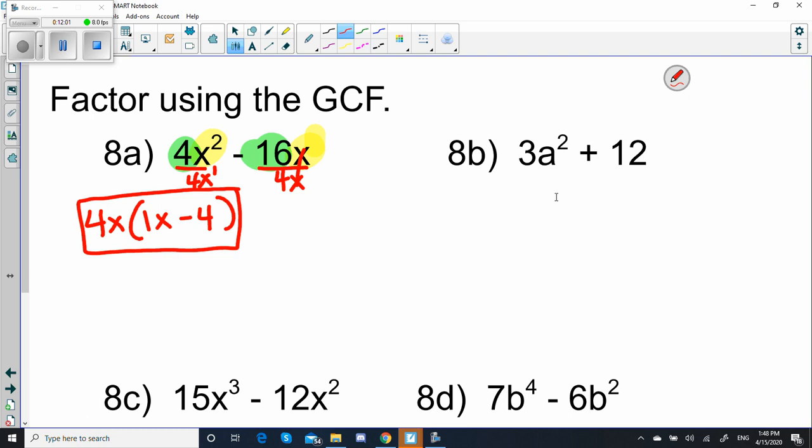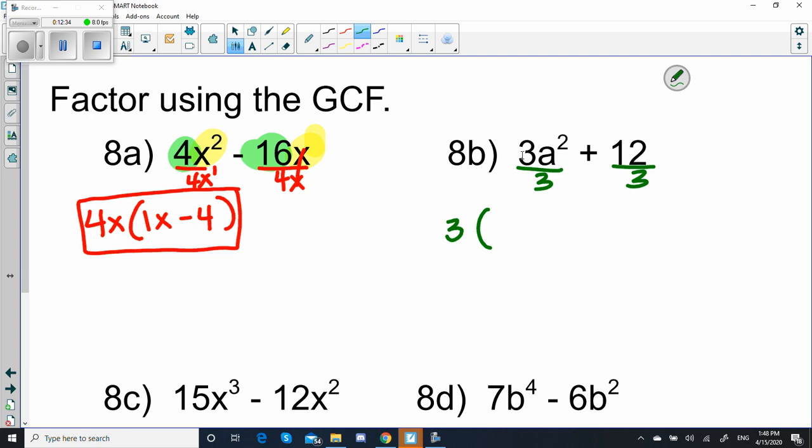So let's try another one. Let's look at this one on letter 8B. Let's start with our numbers first, and look at what's the highest number that I can take. I can divide 3 and 12. I need to be able to divide the same number out of both of them. Hopefully you're thinking that it's 3. So I put a 3 in the front with a parenthesis. So I'm going to be dividing by 3 on both of them. Remember, whatever I divide by, I have to be able to divide both of them by that number.